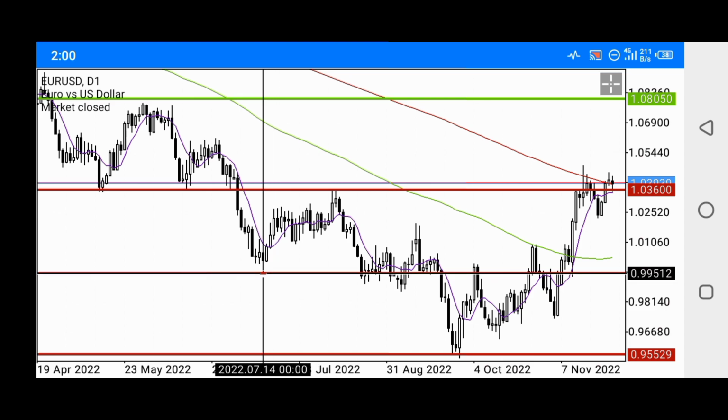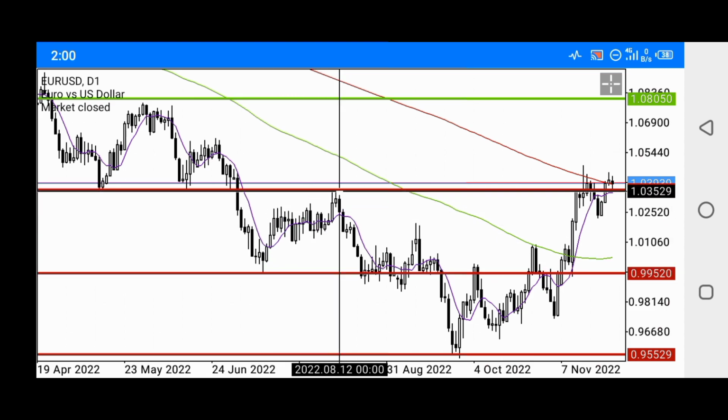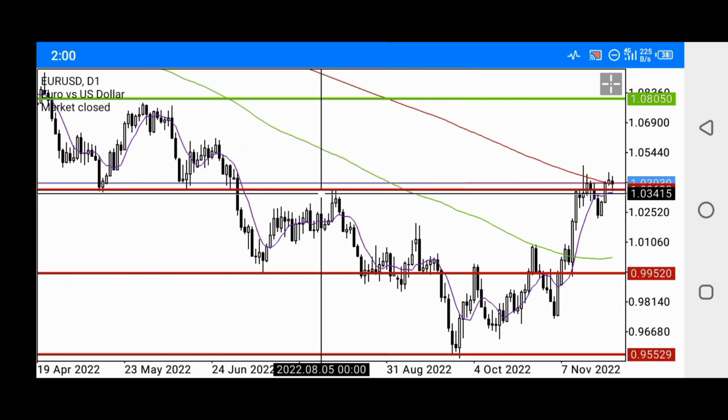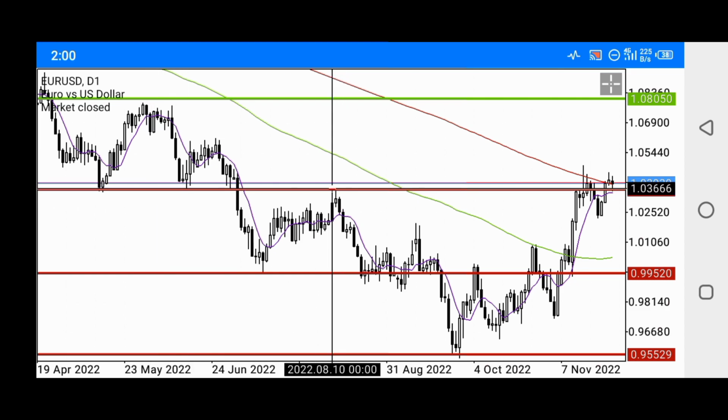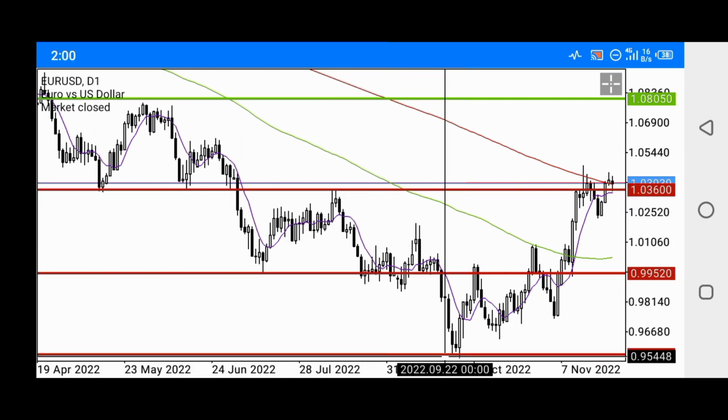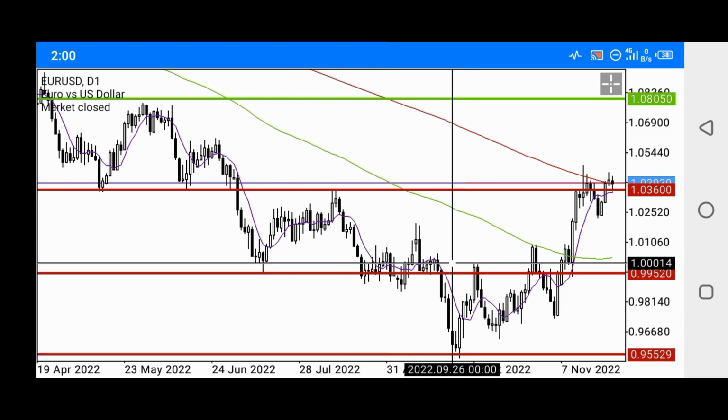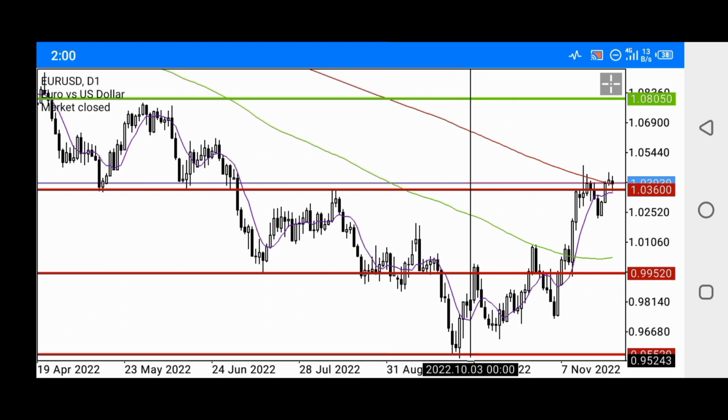So this support level right here rejected price, followed by an upward movement to test this level around the support level. You can see it acted as a resistance level and rejected price, and price fell all the way down to this point. So this is a new support level for EURUSD, and currently it is the major support level for EURUSD until the price can go below this point.